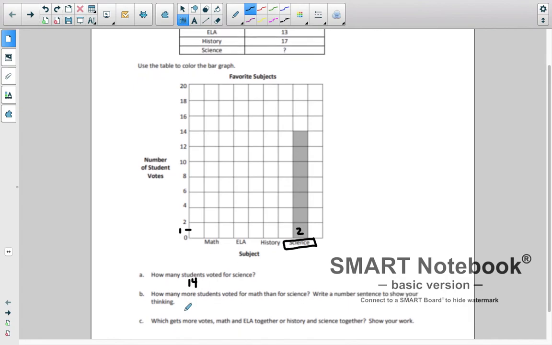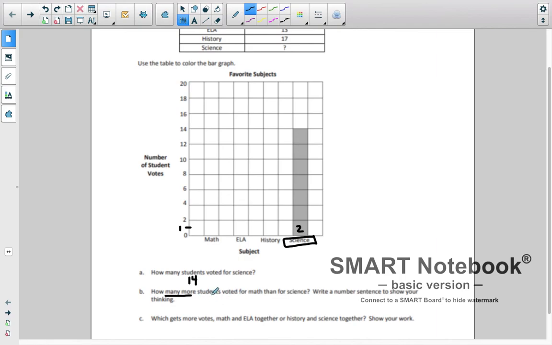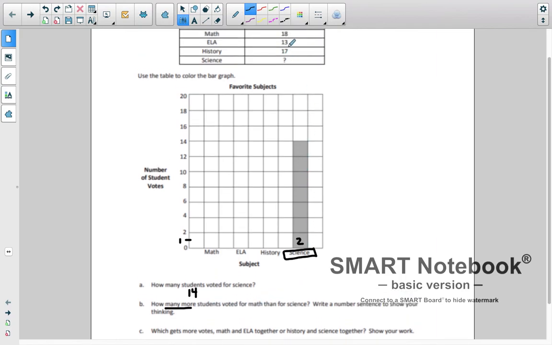Now we're going to look at B. It says how many more students voted for math than for science? Write a number sentence to show your thinking. Whenever it says how many more, we know that that's going to be a subtraction problem. So it says how many more students voted for math than for science? Well, let's look at our table. 18 people voted for math and 14 people voted for science. So here's my subtraction problem.